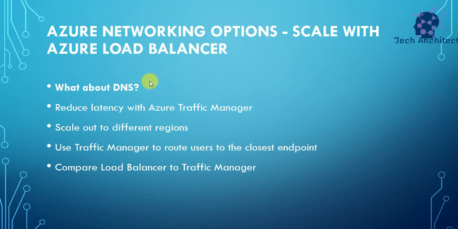Scale out to different regions to reduce the latency by providing exact copies of your service in more than one region. Use Traffic Manager to route users to the closest endpoint. Traffic Manager uses the DNS server that's closest to the user to direct user traffic to a globally distributed endpoint. Compare Load Balancer to Traffic Manager. Both help make your service more resilient.